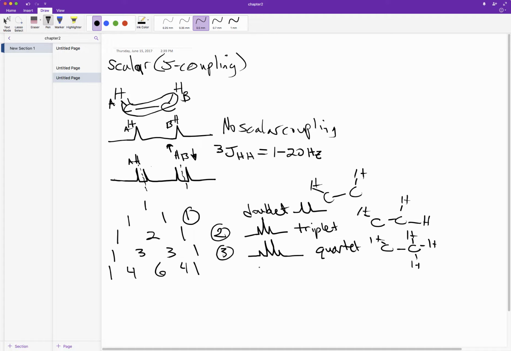And in general, the number of peaks that you should see is given by this formula: 2 times the number of the nearest neighbors that are equivalent times the spin quantum number plus 1. So like in the situation of a quartet, you have 2 times 3 protons times a half plus 1. So that's 3 plus 1, which equals 4 peaks. And you see 1, 2, 3, 4.